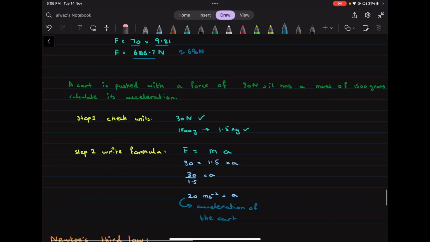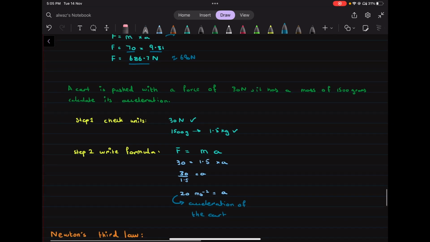The next question says a cart is pushed with a force of 30 newtons. It has a mass of 1500 grams. Calculate its acceleration. So let's see what we have. We have the force, tick, and we also have the mass. But the mass is in grams, so we must convert it to kilograms, the SI unit, first. This is very important, and if you don't convert it, you're going to lose your marks because the answer is going to be incorrect. So we convert it to 1.5 kilograms.